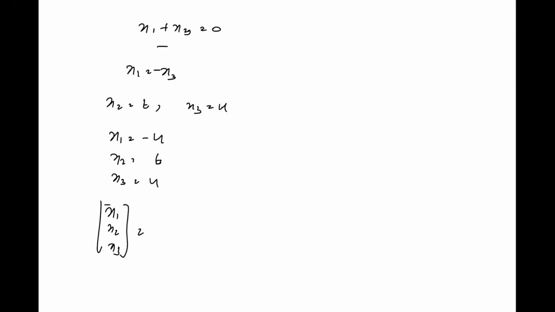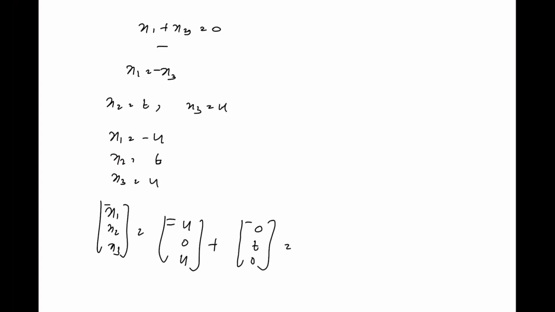So you have to use two parameters. Let's say you use x2 equals t, x3 equals u. Then you can have x1 equals minus u, x2 equals t, and x3 equals u. Then you can write your solution vector x as something like this: minus u, 0, u, plus 0, t, 0.